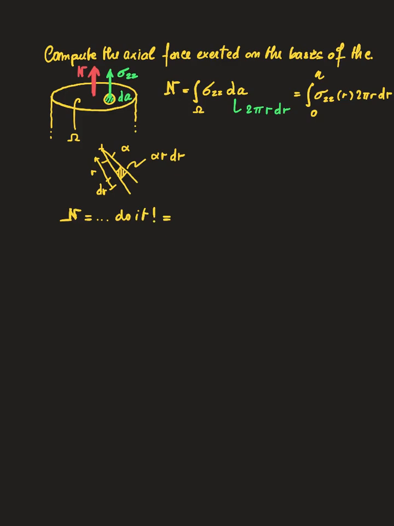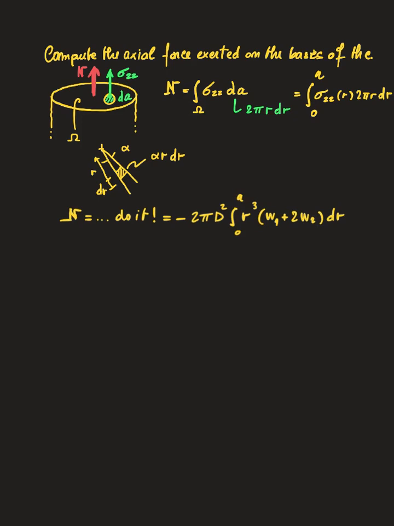When you do this, you just have to plug in the expression of sigma ZZ that you have deduced. Then you get that this is equal to minus 2 pi d squared integral from 0 to a of r cube, and here we have W1 plus 2 W2, in dr.